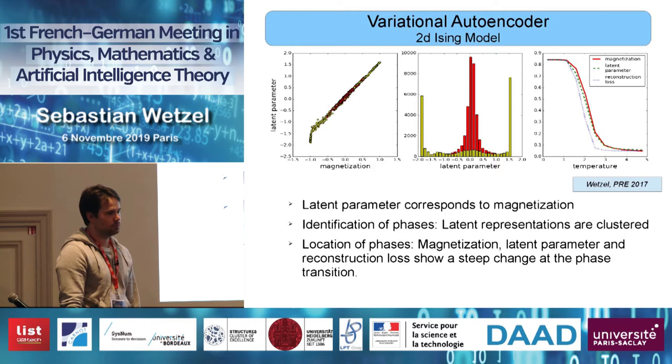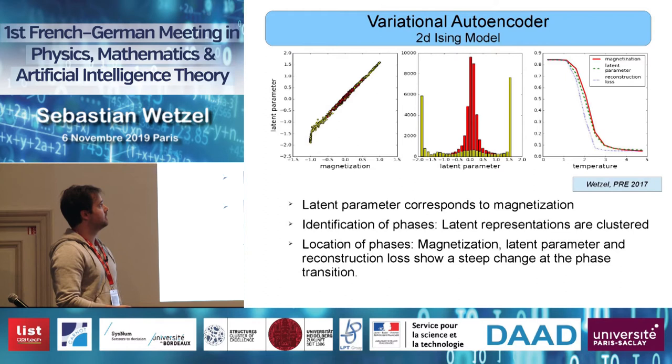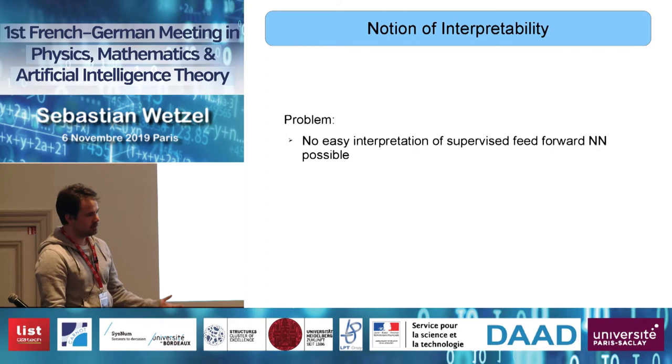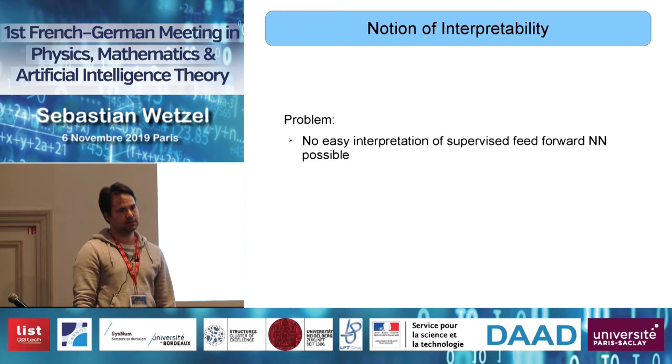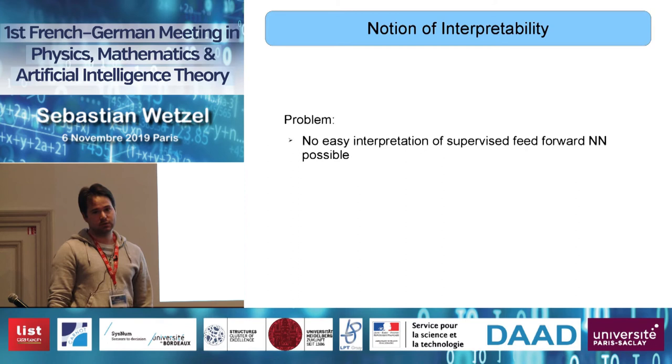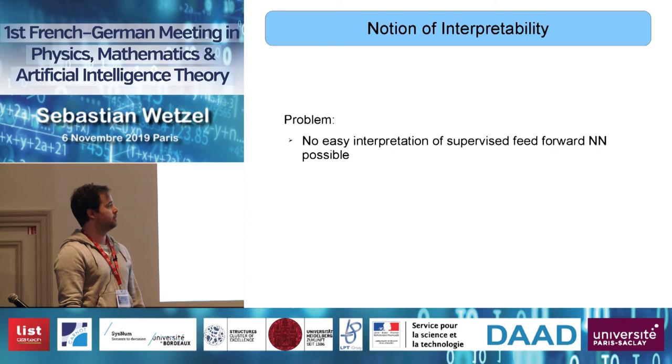And this leads us to the point where we have seen that principal component analysis and variational autoencoders learn physically meaningful parameters in order to distinguish between all the data points. We have until now no clue what a supervised learning neural network does. However, we have also seen that the supervised learning feedforward neural network gives you way more accurate results. And the topic of this last talk is to check what the supervised learning neural network is doing when it is tasked with classifying phases.